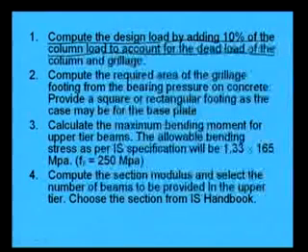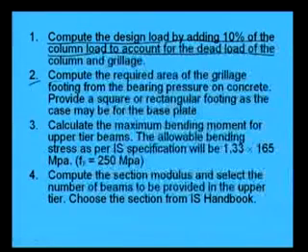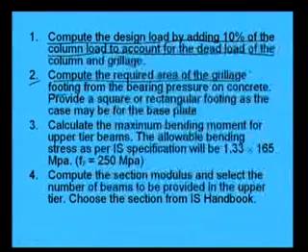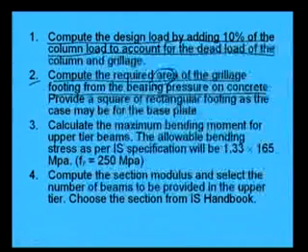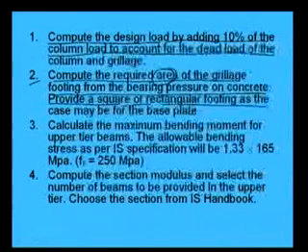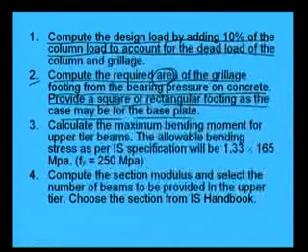Then in the next step, compute the required area of the grillage footing from the bearing pressure on concrete. We know the bearing pressure of concrete, so from that we can find out the area of the grillage footing. Provide a square or rectangular footing as the case may be for the base plate. So, either square or rectangular, whatever is required as per the base plate, we will provide.